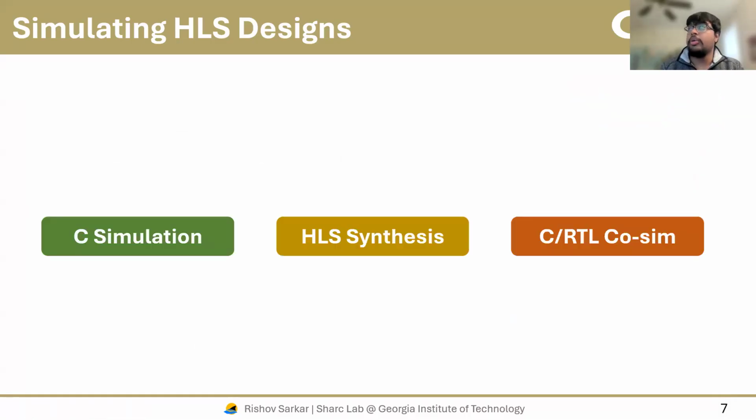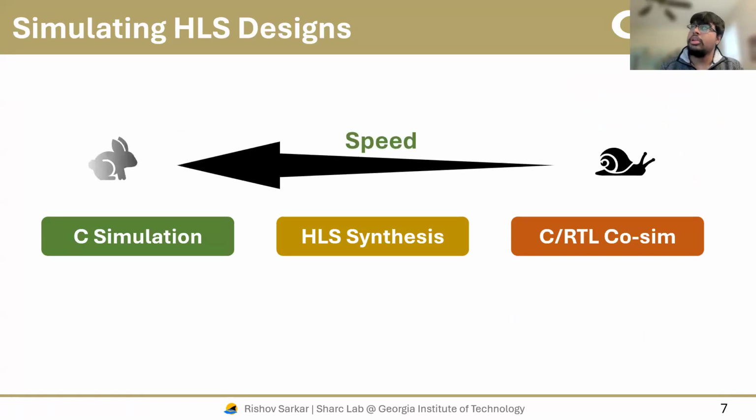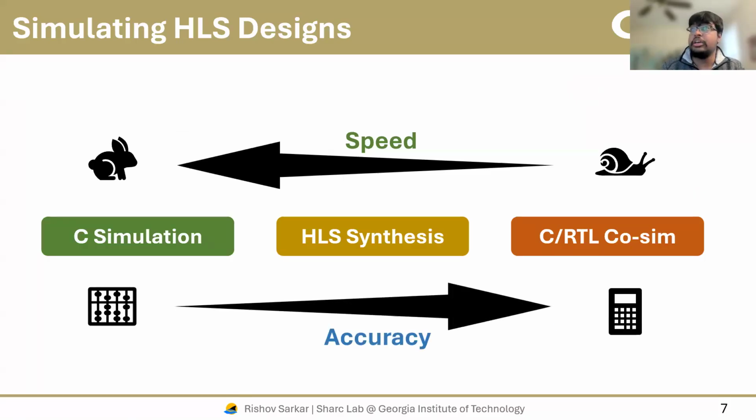But anyway, going back to these three types of simulation, you can see that there seems to be this trade-off between speed, of course, C simulation being the fastest, RTL co-simulation being the slowest, and accuracy, where C simulation is the least accurate, gives me the least information about the functionality and no information about performance. And CoSim on the other end gives me cycle accurate performance estimates and gives me deep functionality verification on the final design.